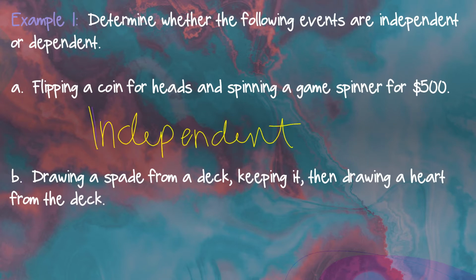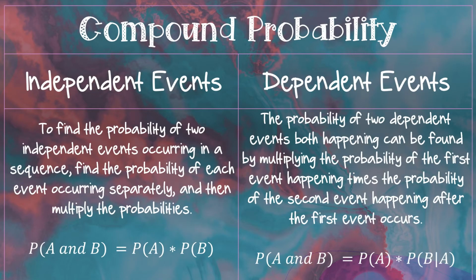All right, drawing a spade from a deck, keeping it, and then drawing a heart out. If you take a spade out of a deck of cards and you leave it out, it is going to impact the probability of that second card. So this would be dependent. Now, if you put it back in the deck, then it would become independent. When you do not replace, you'll see those words a lot, that is going to be an indication that it's a dependent event.